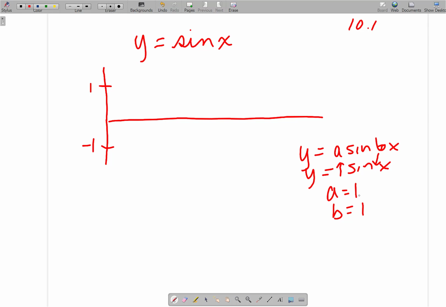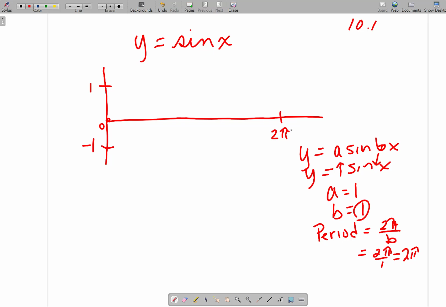Now, b equals 1 is important because you need to figure out the period, where it repeats itself. How long does it take to repeat itself? That's always equal to 2 pi over b. So here we have 2 pi over 1 because b equals 1. So the period is 2 pi. What that means is we're going to start here at 0 and go to 2 pi. That's when the graph will repeat itself.